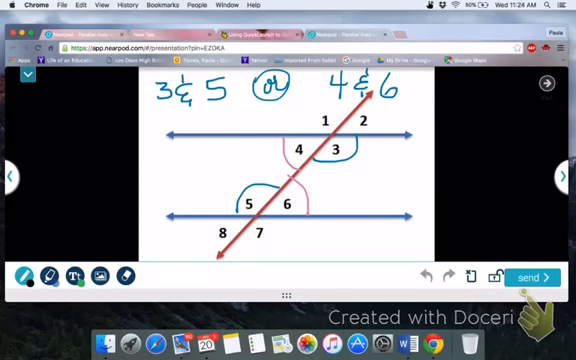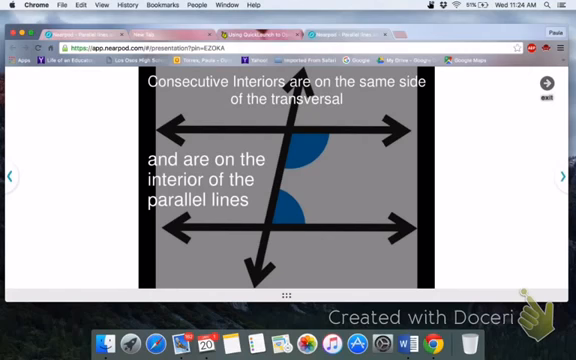So hopefully you labeled 3 and 5, as well as 4 and 6. And a 4th pair of special angles are known as consecutive interior. So now remember, they still have to be inside the parallel lines, so there's only 4 angles in here that would be optional. But consecutive means they're on the same side. So while alternate was opposite sides, consecutive is the same side of the transversal.